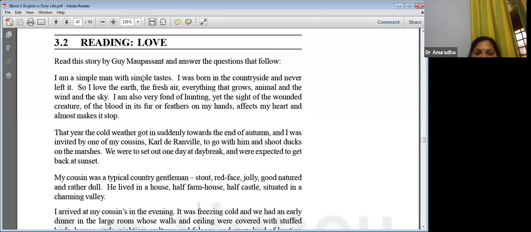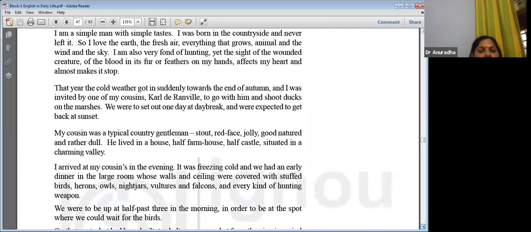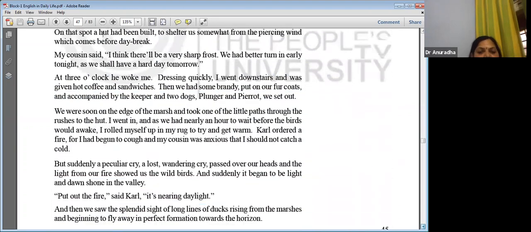He never went to the city. So he loves the earth, the fresh air, everything that grows, animals and the wind and the sky. He likes all of this, okay? So how would you say that the narrator is a simple man? We can say that the narrator is a simple man because he loves simple tastes. He was born in the countryside and he always loved the earthly things. He always loved the natural things which grow in the earth. He has never left for the city.